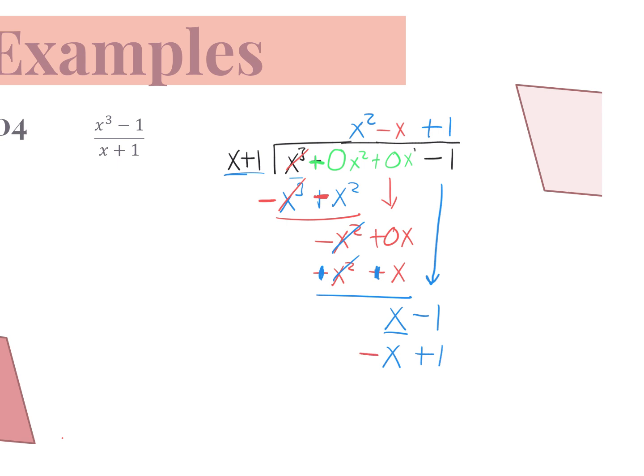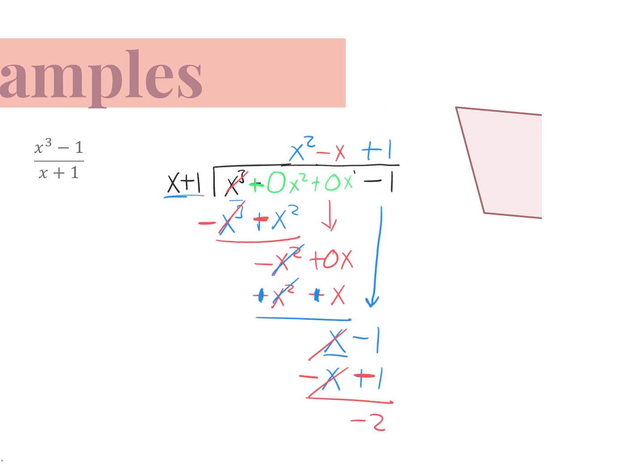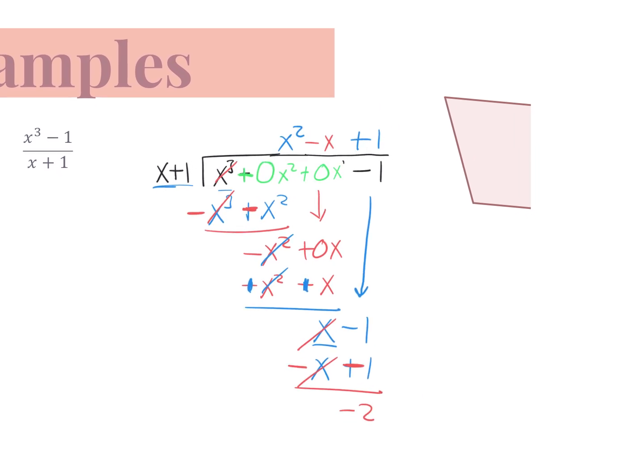Once again, subtract, change your signs, and that's going to cancel out these x's, and you're left with a negative 1 minus 1, which is negative 2. And then once again, this is your quotient up here, right? That's your quotient. But I need to have my remainder accounted for. So I'm going to have plus my remainder of negative 2 over my divisor. And then this right here, this is your final answer.